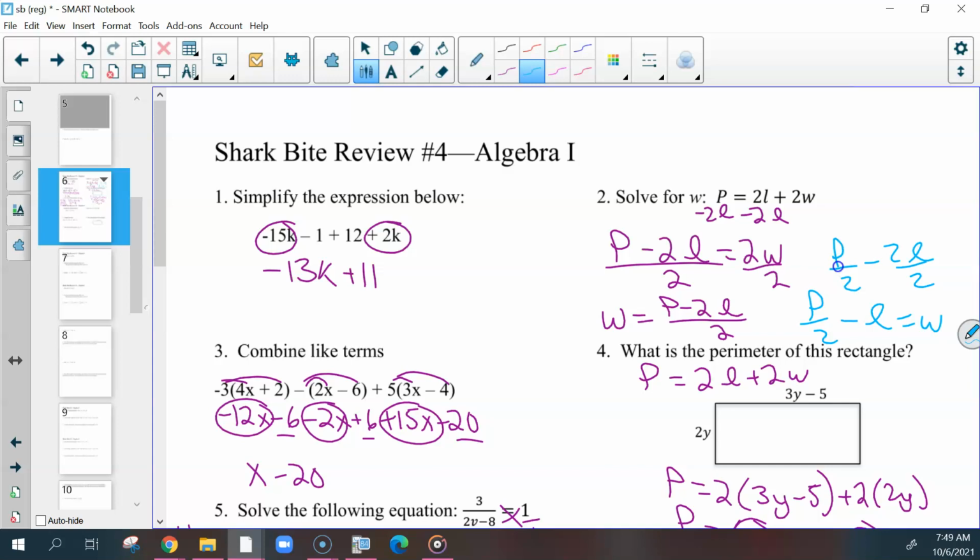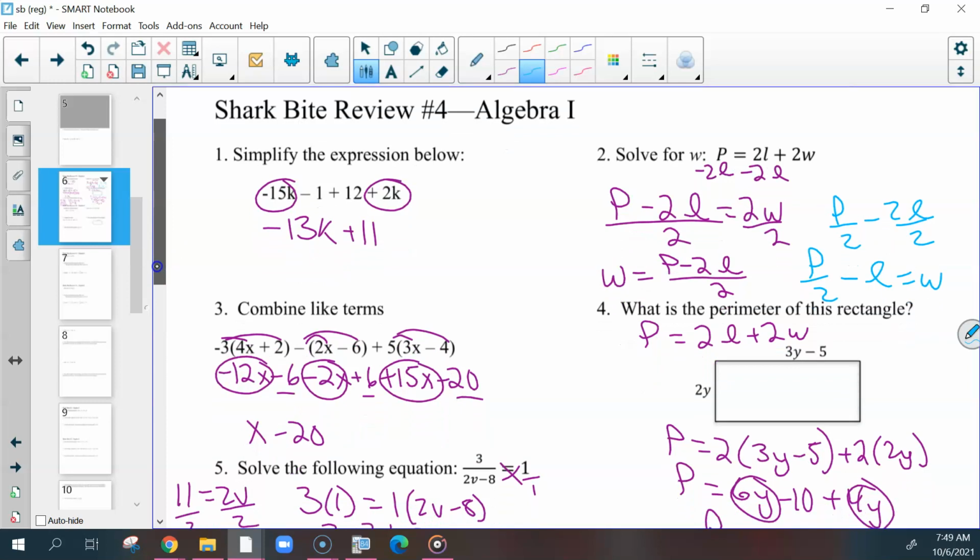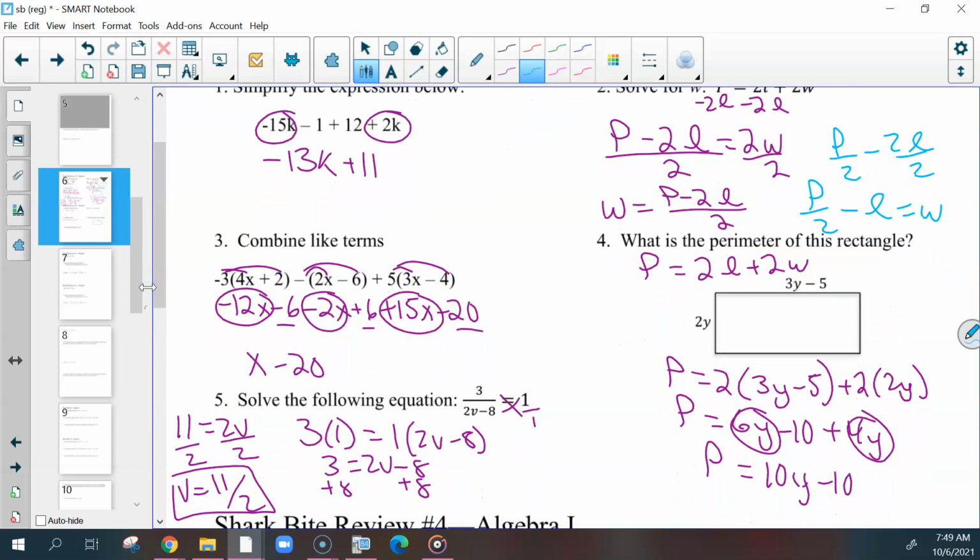Number 3, in order to combine like terms, you needed to distribute 3 times. And then be careful with your signs. So you ended up with a negative, negative, negative, positive, and positive, negative. Combine your like terms. All your x's would have got you 1 positive x. And then your constants a negative 20.